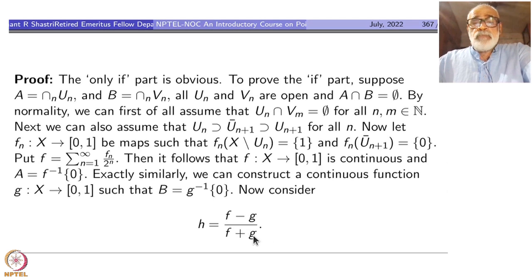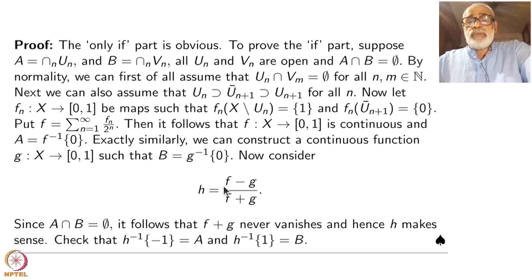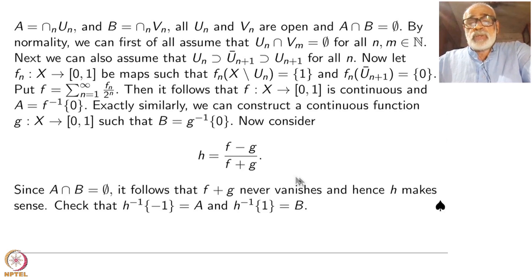See, f plus g makes sense because the sum is never 0. See, if f is 0, both of them are non-negative first of all. If f is 0, that must be inside A, okay, which is disjoint from B, right? Outside A, f is not 0. Outside B, g is not 0. So, A and B are disjoint, therefore, f plus g is never 0. So, I can divide by f plus g. F minus g divided by f plus g takes values between minus 1 and plus 1. Modulus of this one is less than or equal to 1 because the numerator is always smaller than the denominator, that's all. So, this h takes values within minus 1 to plus 1.